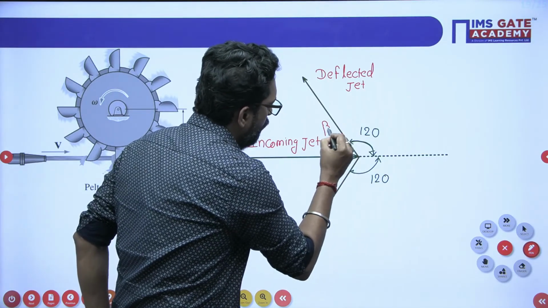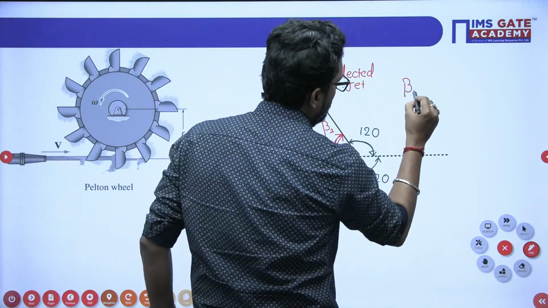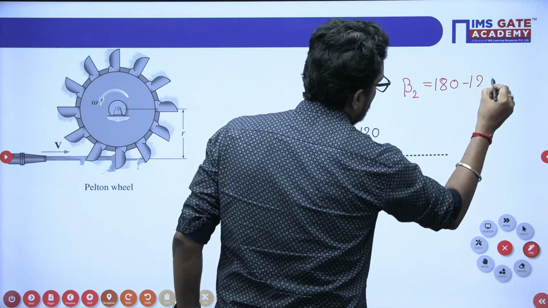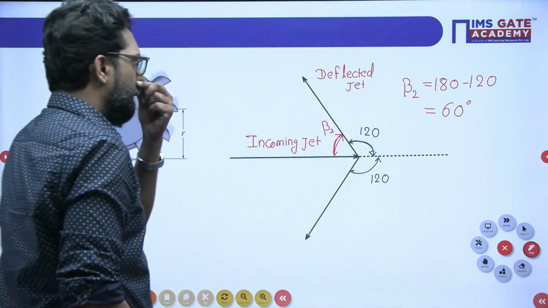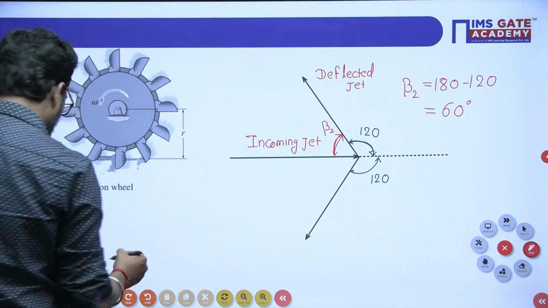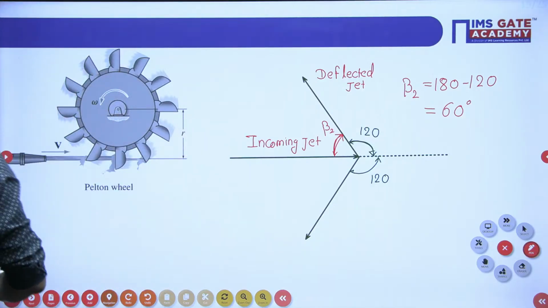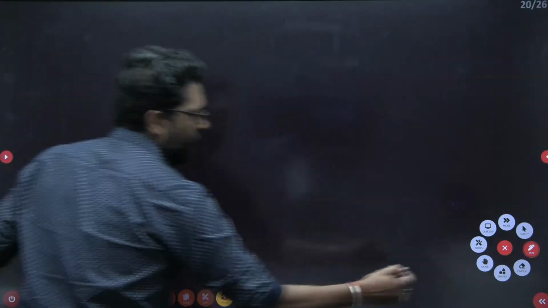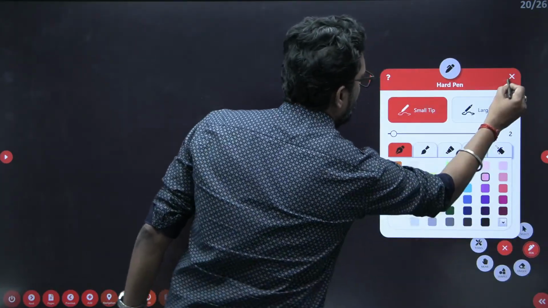Let's suppose this is beta 2, the deflected angle. What is beta 2? The total angle is 180 minus 120, which is 60 degrees. So in this case, 60 degrees is the angle. Now, what is given here? All the parts are clear. So what is given here?